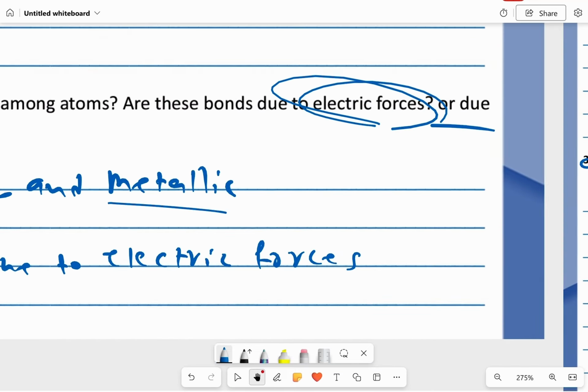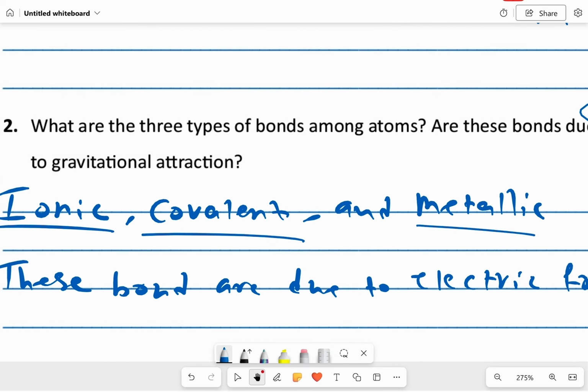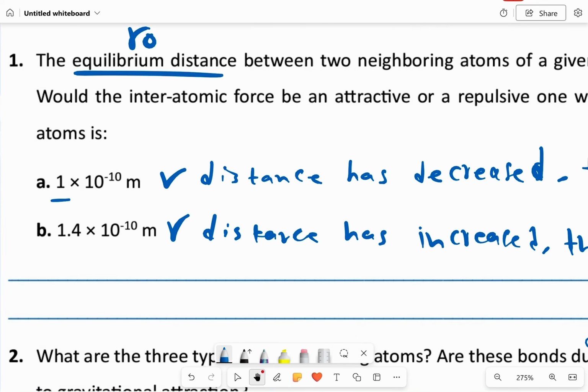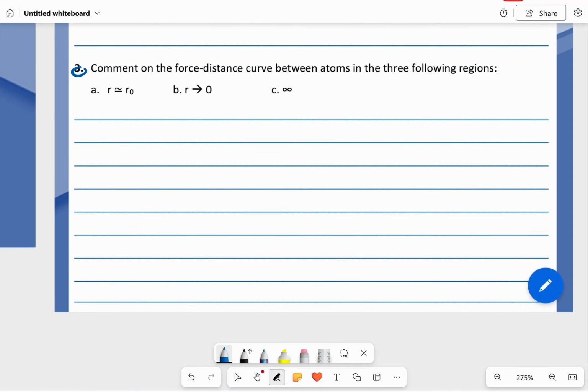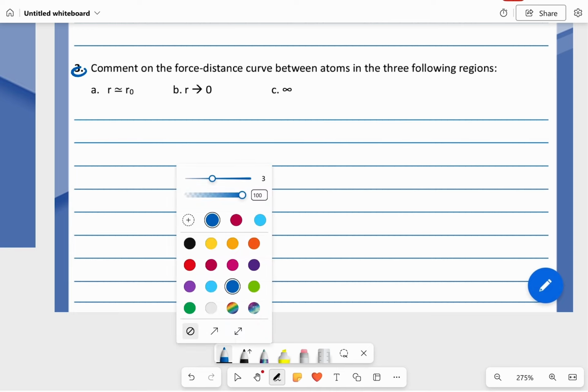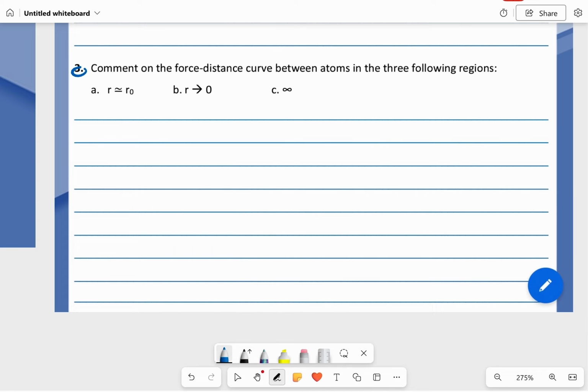Question 3 and question 2 from practice 2a. You can be given the dependence of forces, the graph that we studied in the previous videos. You had equilibrium distance, you had distance between two atoms. You can be asked in these two ways. Either you are given the equilibrium distance and it tells you that the distance has decreased or increased, or you can be given this one. Most probably like this. So comment on the force distance curve between atoms in 3 regions.